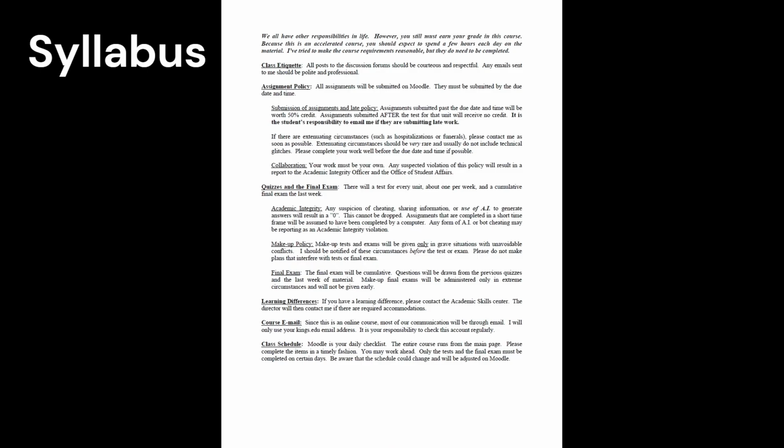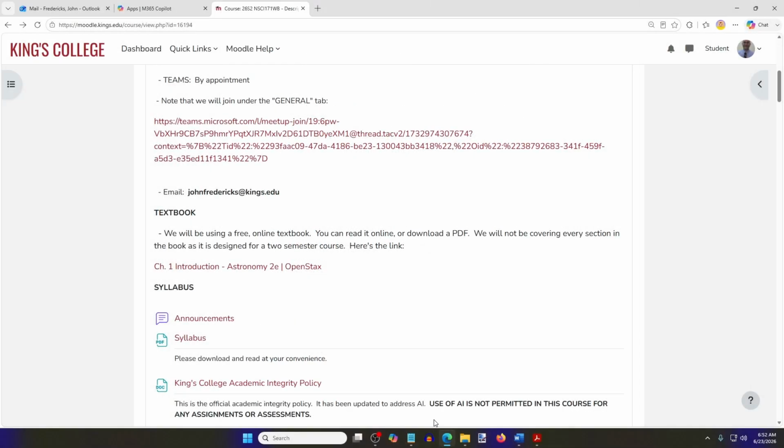So class schedule, I'm going to show you in Moodle that it's your daily checklist. The entire course runs from the main page, so you'll be able to follow along and see everything, no problem there. So one piece of really good news is that you don't have to buy a textbook. It's completely online, and it uses OpenStax. And you may have used OpenStax in other courses. It's very commonly used in many universities and high schools. So we'll just click here, Astronomy 2nd Edition, OpenStax.